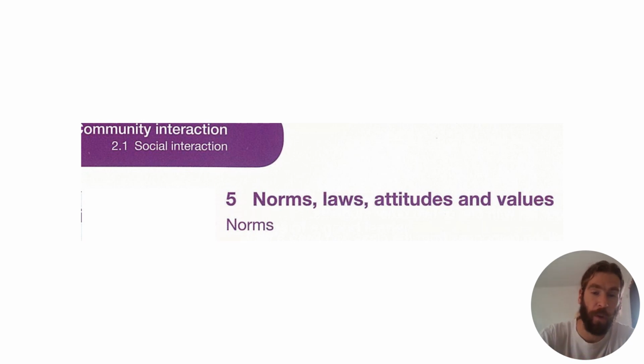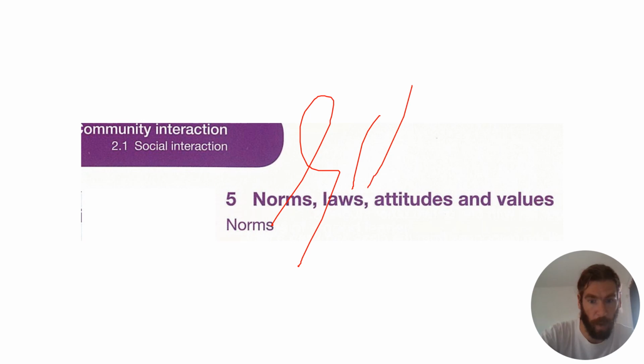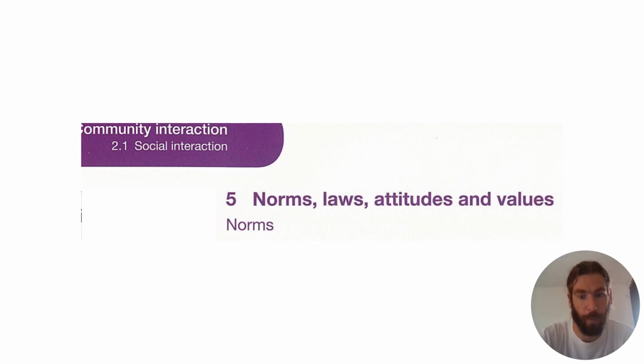And today we are still talking about Chapter 2, Paragraph 1 about social interaction. Today's topic will be a continuation of Part 2 of Part 1. We already talked about norms, and today we're going to talk about laws. And later in Part 3, we're going to talk about added values.